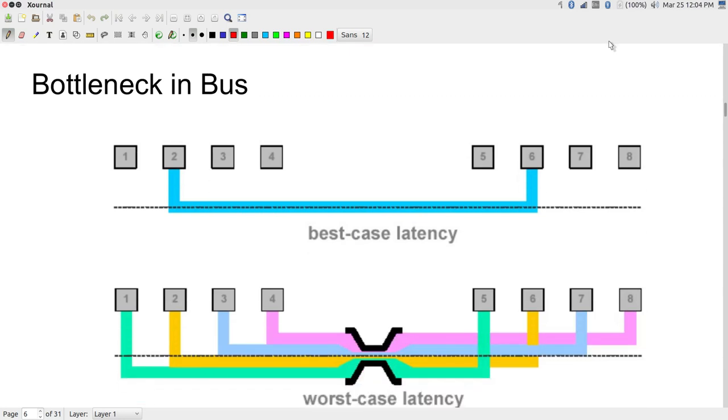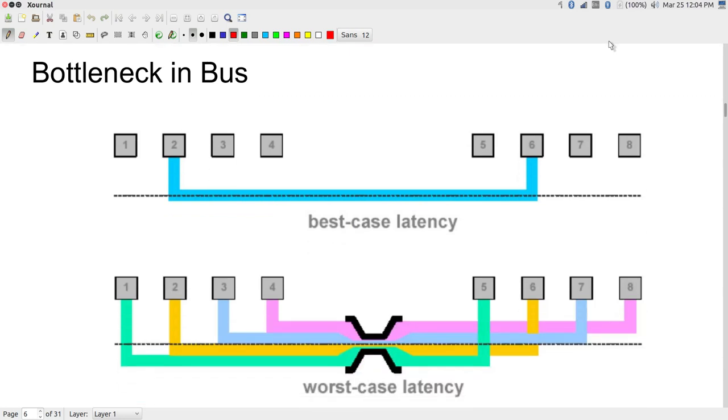So before understanding that, we need to look at bus structures and understand what we mean when we are talking about bottlenecks. Okay, so this is the case of a regular shared bus, the original, before we started off with a network on chip, right? And as you can see over here, the blue line highlighted in the upper part of the figure essentially shows you the best case latency.